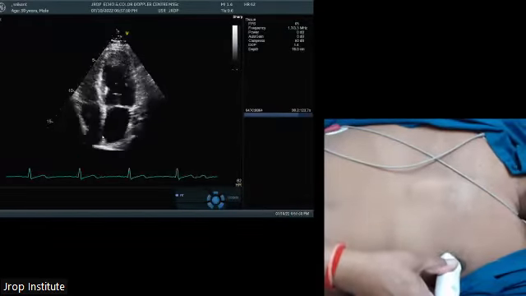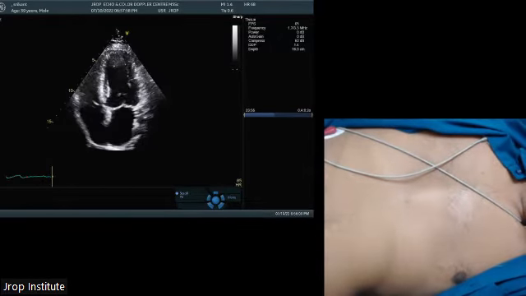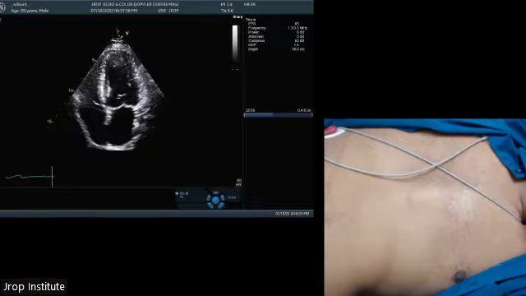And how can you prove it? There is no flow across this dropout. And second, suppose somebody has got a large ASD like this, what will happen to RV RA? Dilated, sir. RV RA should be dilated, but here RV RA is smaller than LV LA. So it's all hemodynamics. You have to put your mind together what we are talking about.